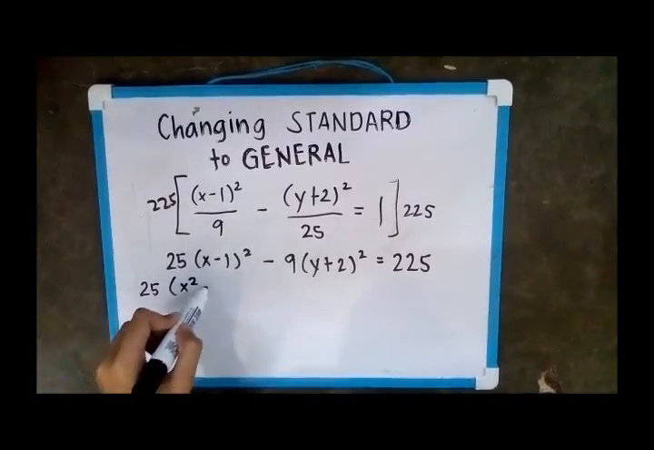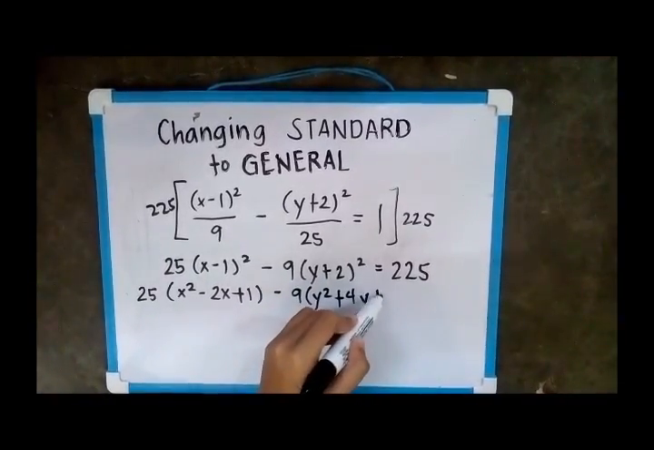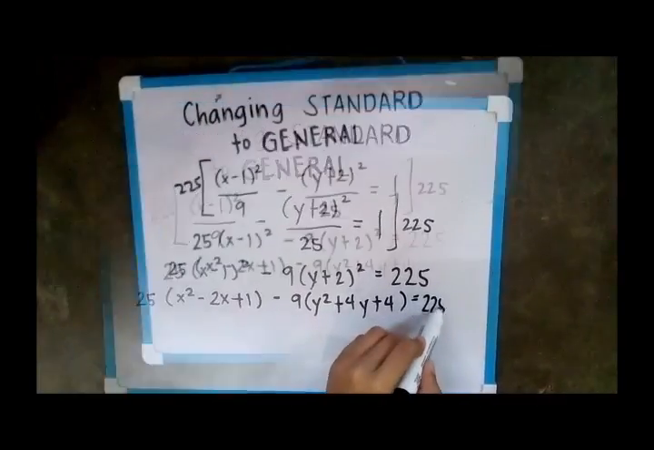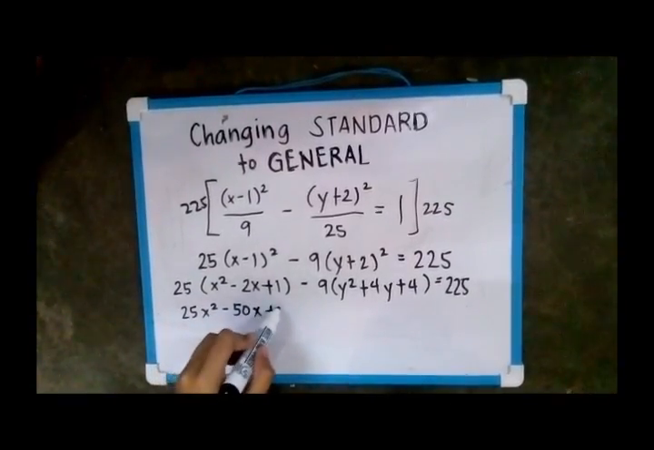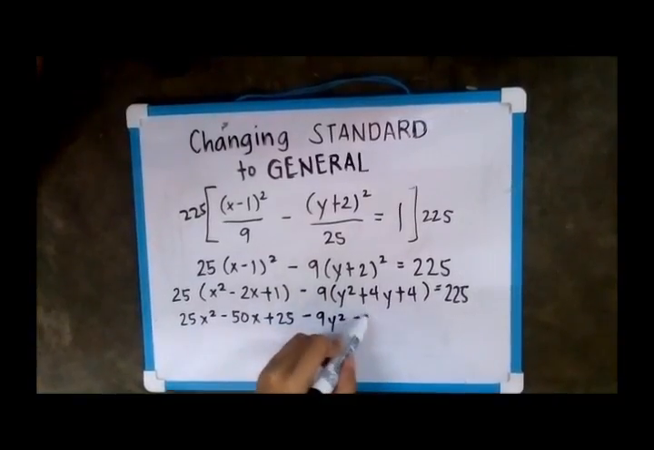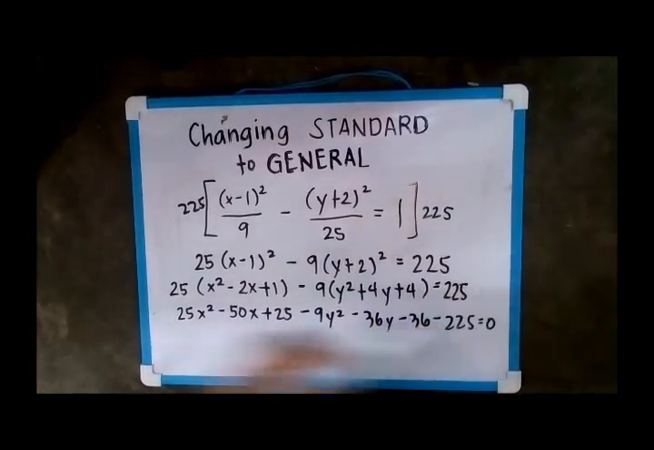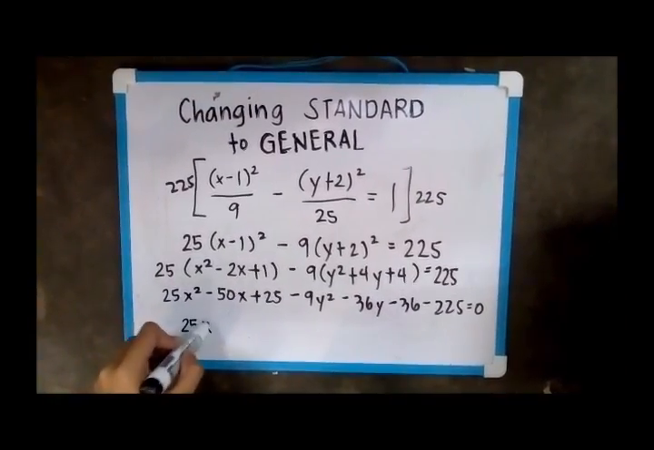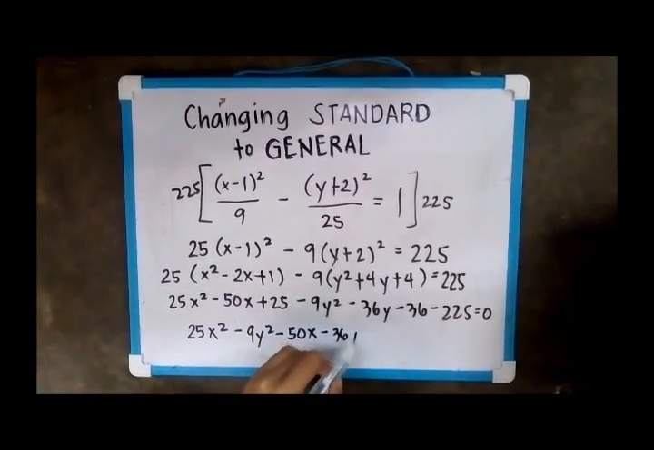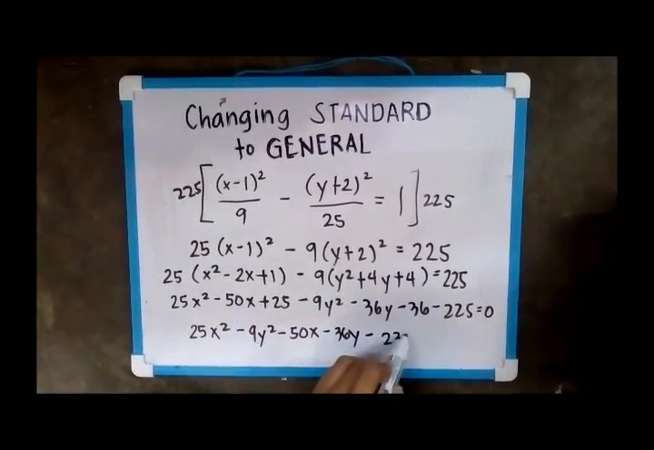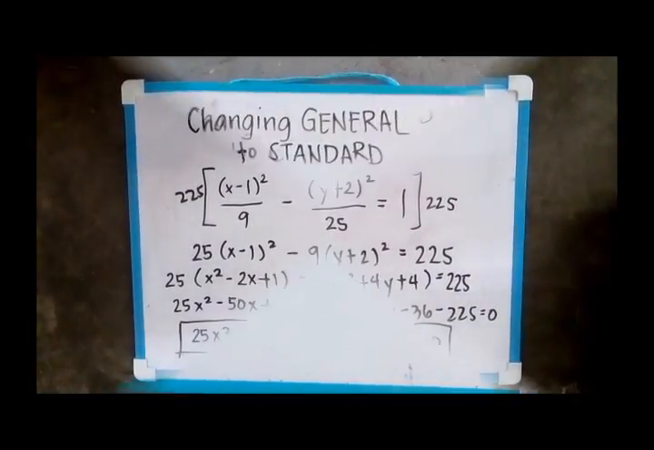Next is to expand the binomial. To do this, we have to square the first term, double the product of the two terms, and square the last term. Third is to distribute the coefficient to the trinomial inside the parentheses. And the last thing to do is to arrange the terms according to the general form, which is ax squared plus by squared plus cx plus dy plus e is equal to 0. This is now the general form of this standard equation.